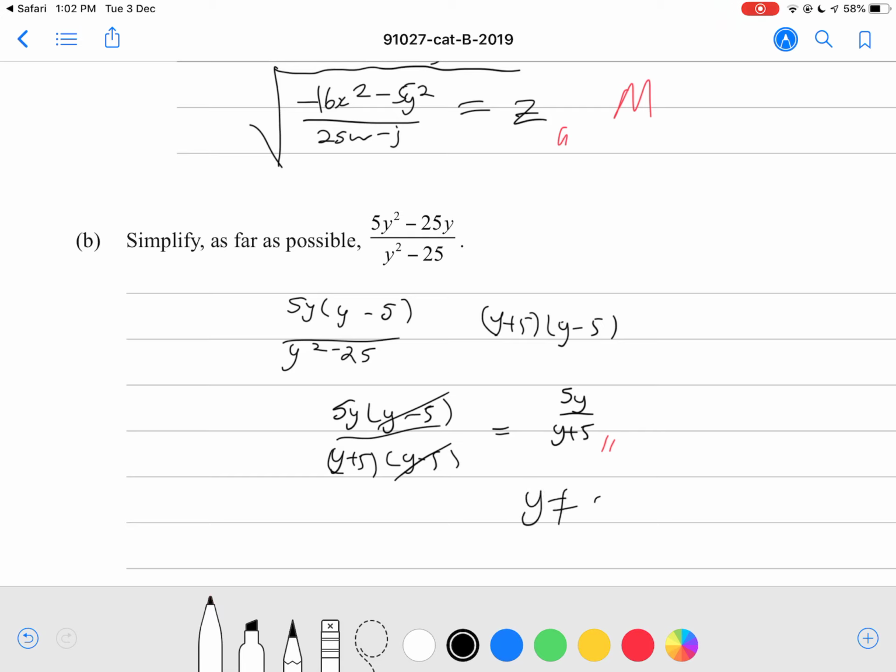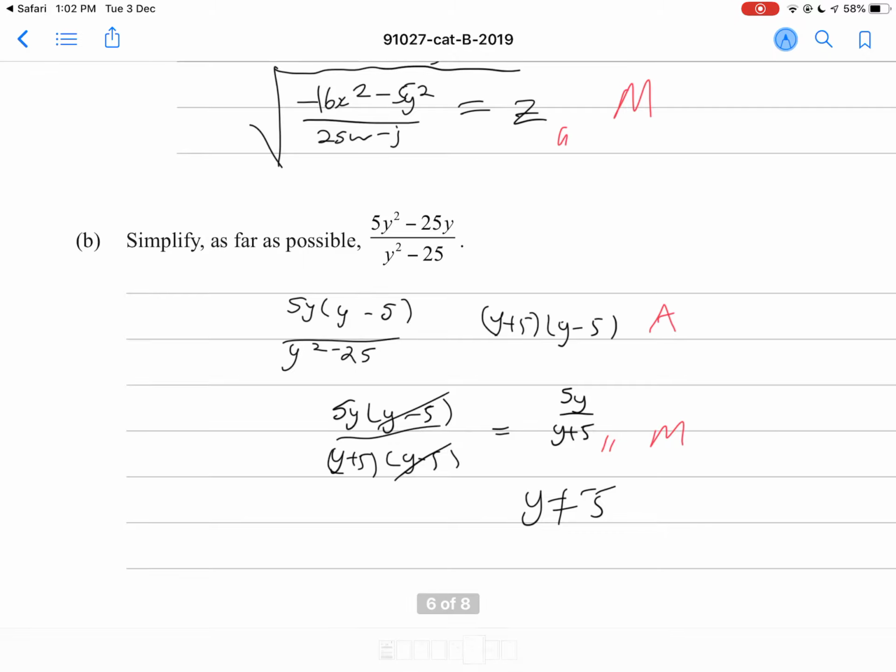And just to note down that y cannot be negative 5, because that makes the denominator 0. So in terms of grades, it could be either a merit or achieved, maybe a merit for this question. And if you factorize either the top or the bottom, that should get you an achieved.